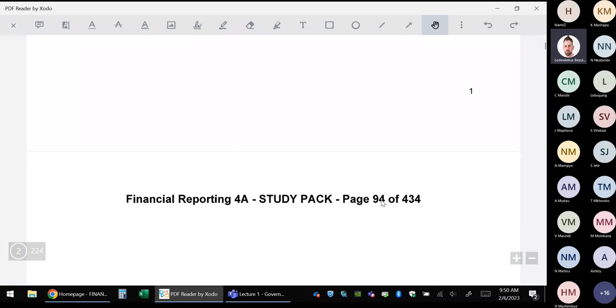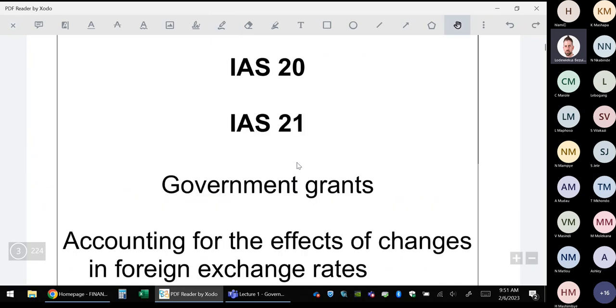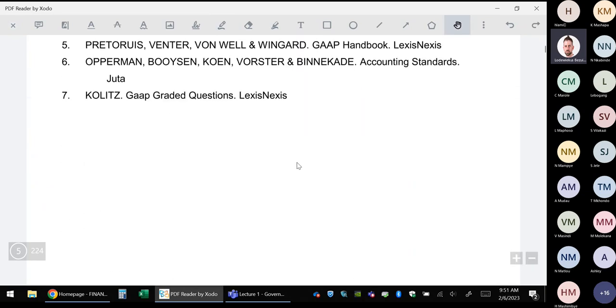So don't look at number 1 that you have there. That is just the page number of the original document. And I didn't take that out because I combined everything together. We only look at those page numbers that we have in the study pack. All right. So government grants.